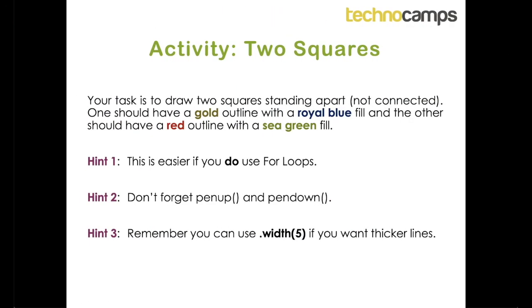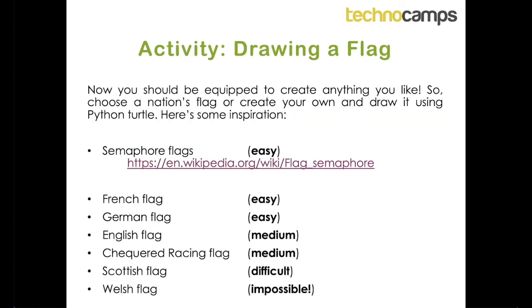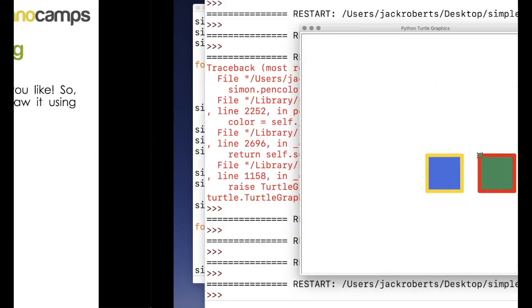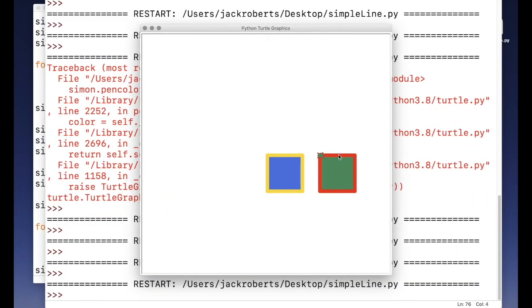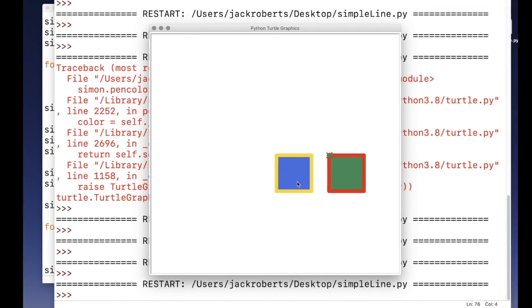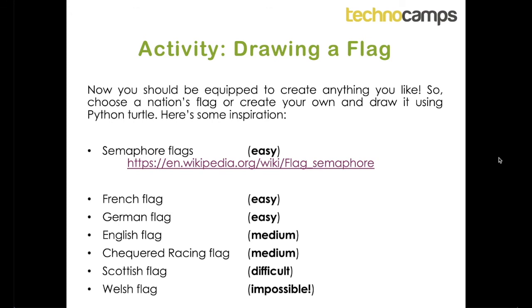But in the meantime, the next activity you can move on to is drawing a flag. So this is a little bit more complex. I mean, that looks almost like a flag. What could I do to improve it? Well, I could remove the outlines and instead put the outline all the way around. I can make these narrower. So we could do semaphore flags, which are quite easy. They're 2 triangles, one yellow, one red, next to each other to form a large rectangle.